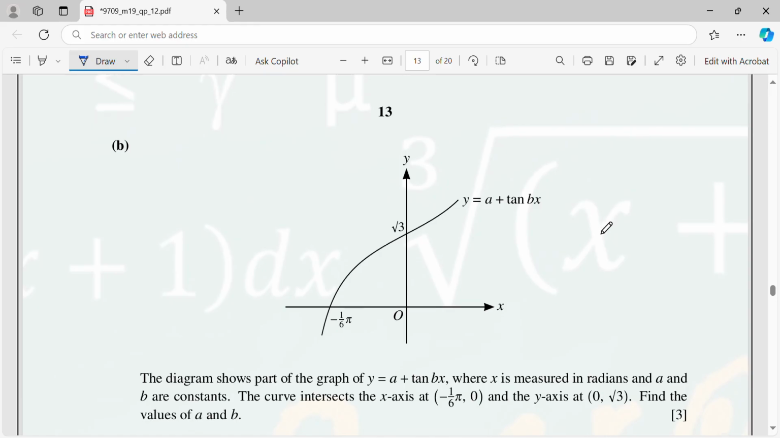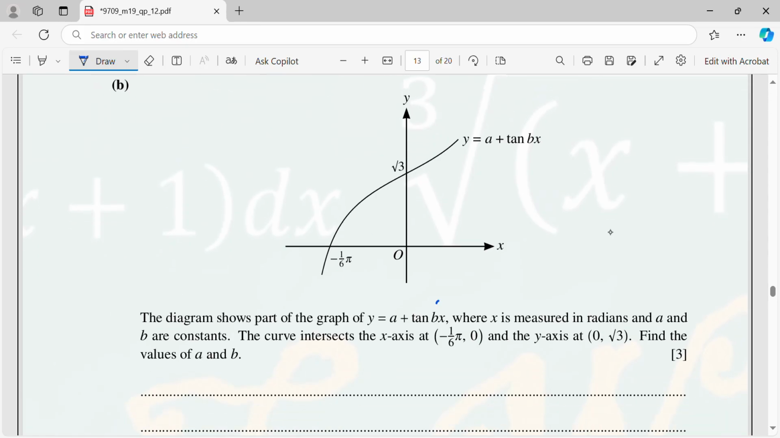Now part B. The diagram shows parts of the graph y equals a plus tan bx, where x is measured in radians, and a and b are constants. Now the curve intersects the x-axis at minus 1 over 6 pi, 0, and the y-axis at 0, square root 3. Find the values of a and b.